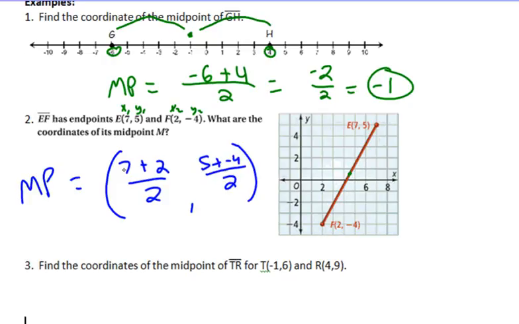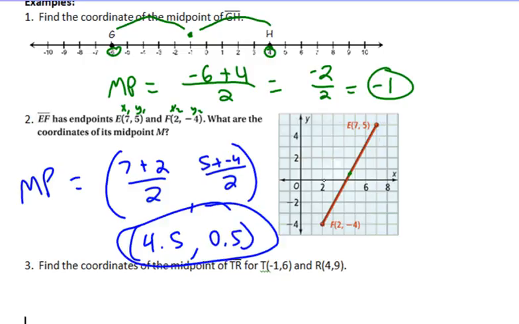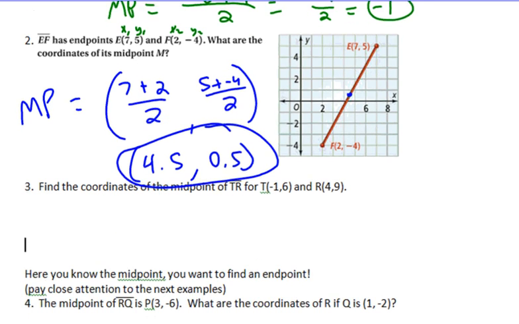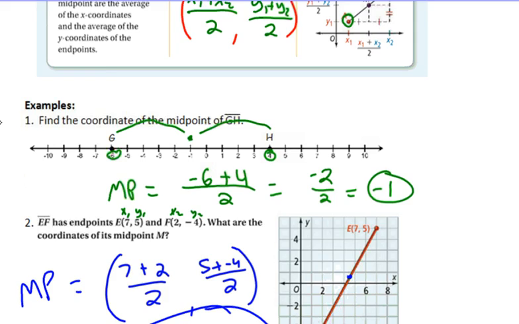So 7 plus 2 is 9, divided by 2, you get 4.5. And then 5 plus a negative 4 is going to be 1. So we actually get 1 over 2, which is 1 half, or 0.5, since we're dealing with decimals. So I guess we averaged correctly, 4.5 and up 1 half. So that was correct. It was a good estimate right there. So that's how you use the midpoint formula.